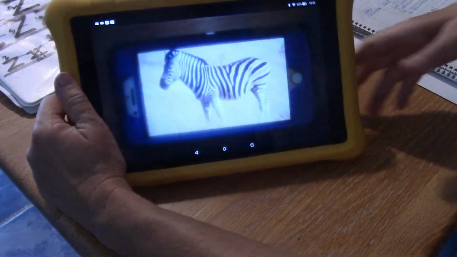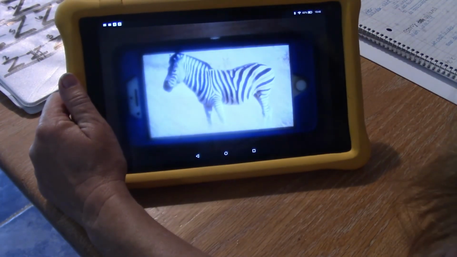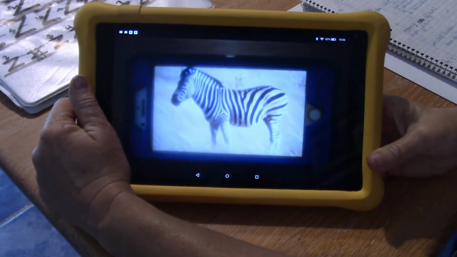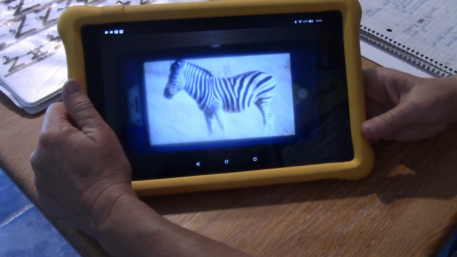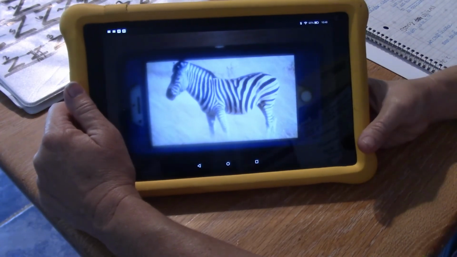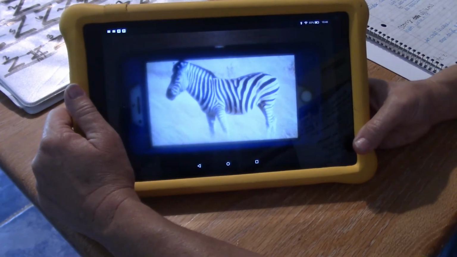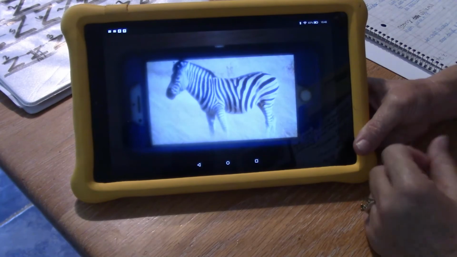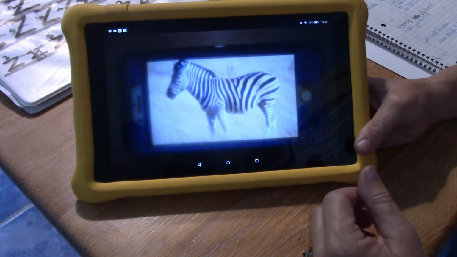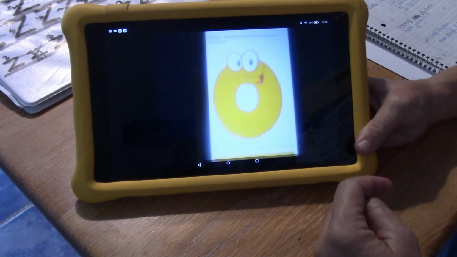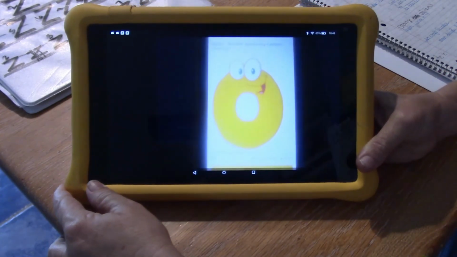So I went on the internet and I found some pictures for the letter of the week. So you guys all know this one. This is a zebra. Pretty cool looking zebra, and I just didn't have any in my house. Maybe you do.